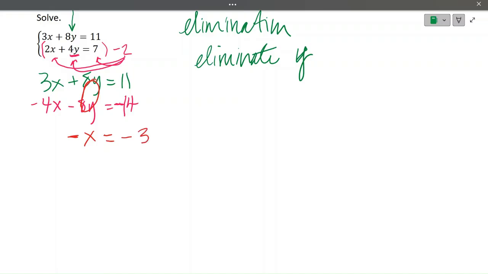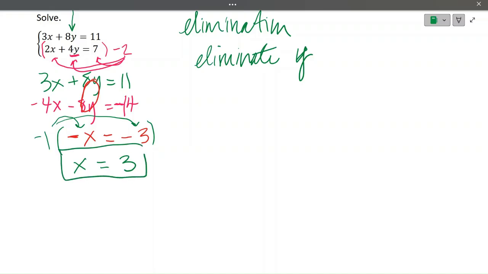I need x to be positive, not negative. So I need to actually take one more step and multiply this entire equation by negative 1. Or you could divide the equation by negative 1. It's the same thing. So that x becomes positive. And when I do that, when I distribute that negative 1 throughout or divide the whole equation by negative 1, I get a value for x that is negative 3. Or that is positive 3. Sorry about that. Positive 3.